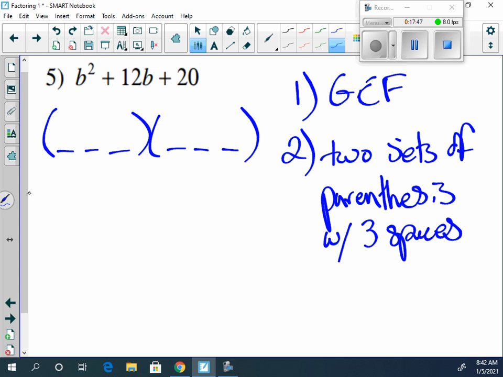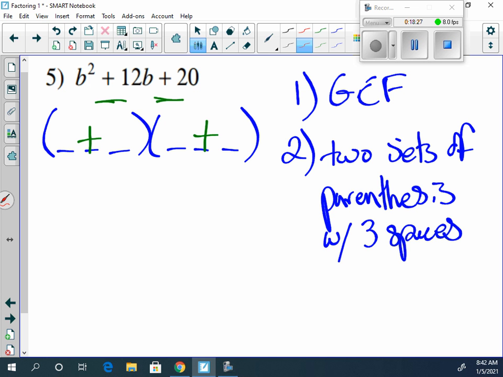Now the third step in this is finding the sign. If the sign of the constant term is positive, these signs are the same and they match the sign of the middle term. If the constant term is negative, the signs are opposite. You all remember doing this last semester? So we look at this here. Our constant term is positive, so the signs are the same and they are both plus and plus.